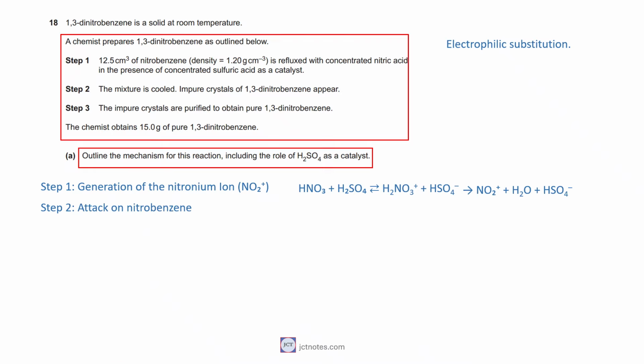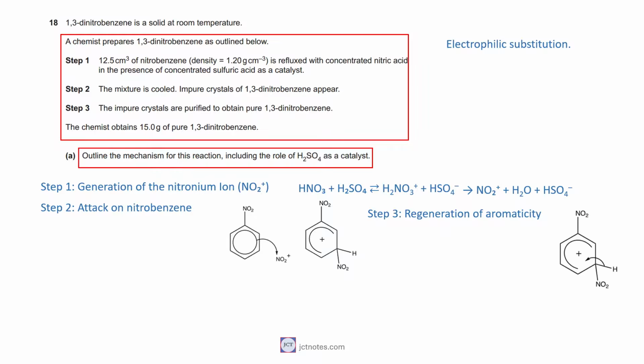In the second step, we have the attack on nitrobenzene by the nitronium ion and the formation of a sigma complex. In the final step, we have the regeneration of aromaticity when the intermediate loses a proton, restoring the aromatic structure and yielding 1,3-dinitrobenzene. Role of sulfuric acid as catalyst: the protons restore the sulfuric acid, that acts as a catalyst to produce nitronium ions, and it is reformed at the end of the reaction.